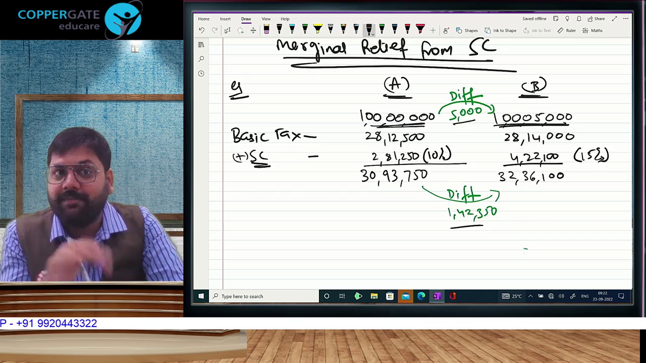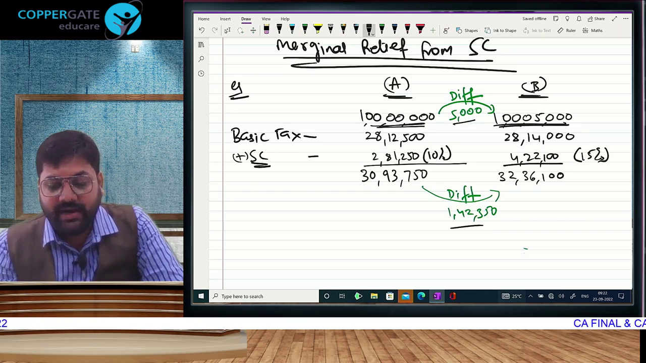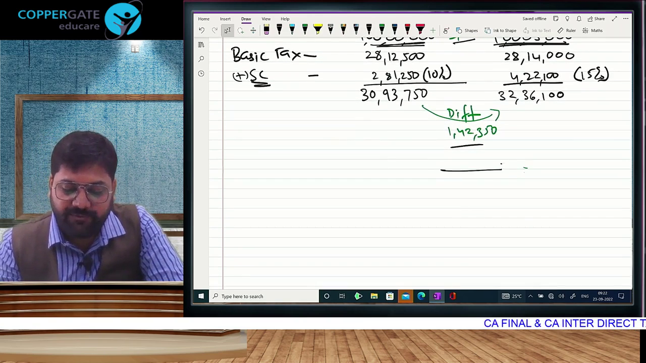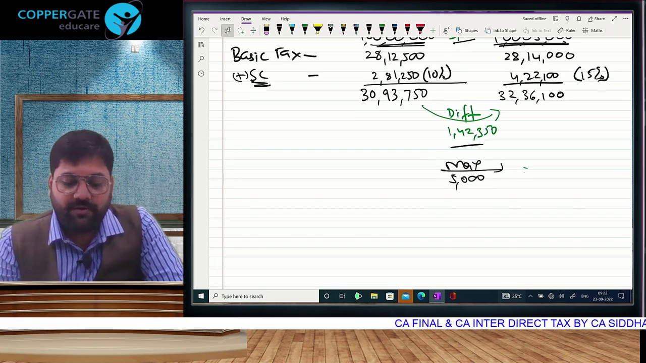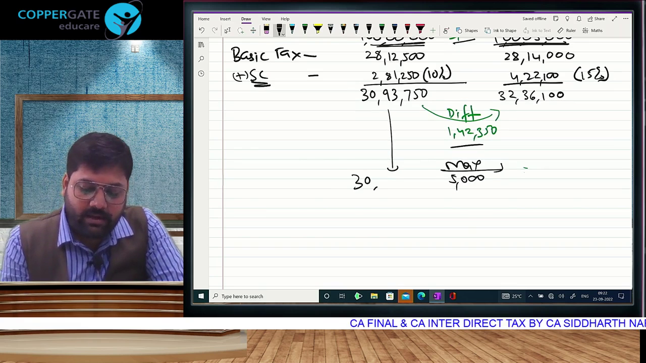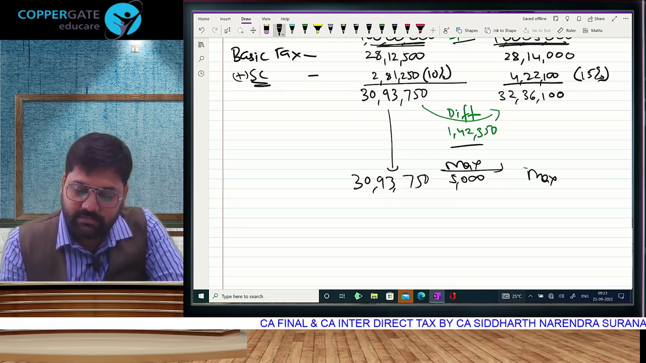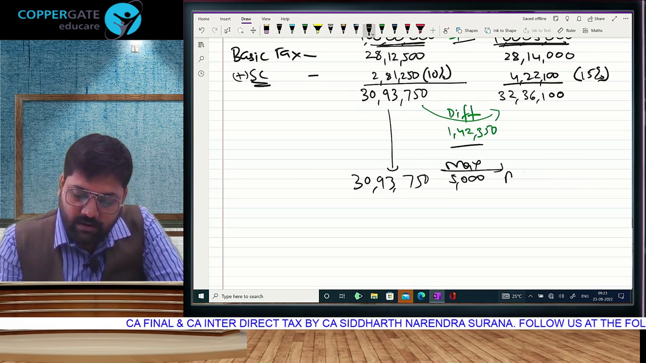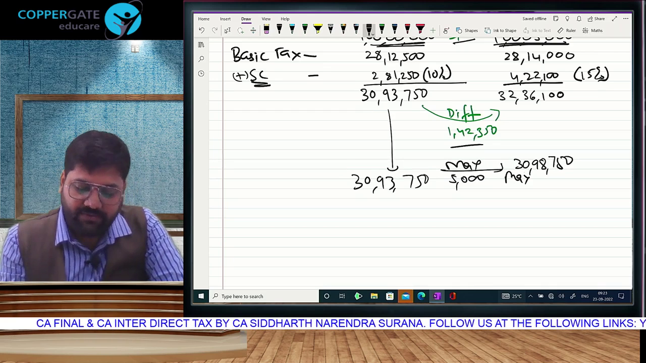If difference in income is only 5,000, then tax ka difference cannot be 140 to 350. This difference can be maximum 5,000. So if this is 30,93,750, this can be maximum 30,98,750. Maximum kitna? 30,98,750.